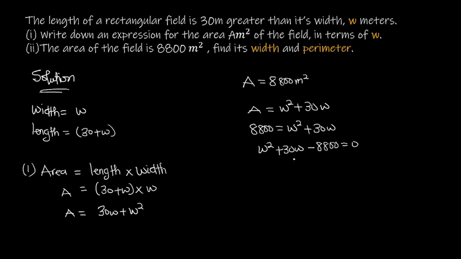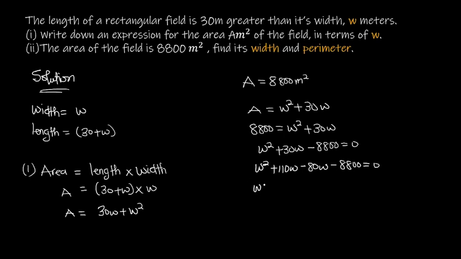Now if you use 110 and 80, you can do that. Positive 110 and negative 80, if you multiply them, you get negative 8,800. And if you add 110 and negative 80, you get 30. So let's use that. We have W squared plus 110W minus 80W minus 8,800 is equal to 0.